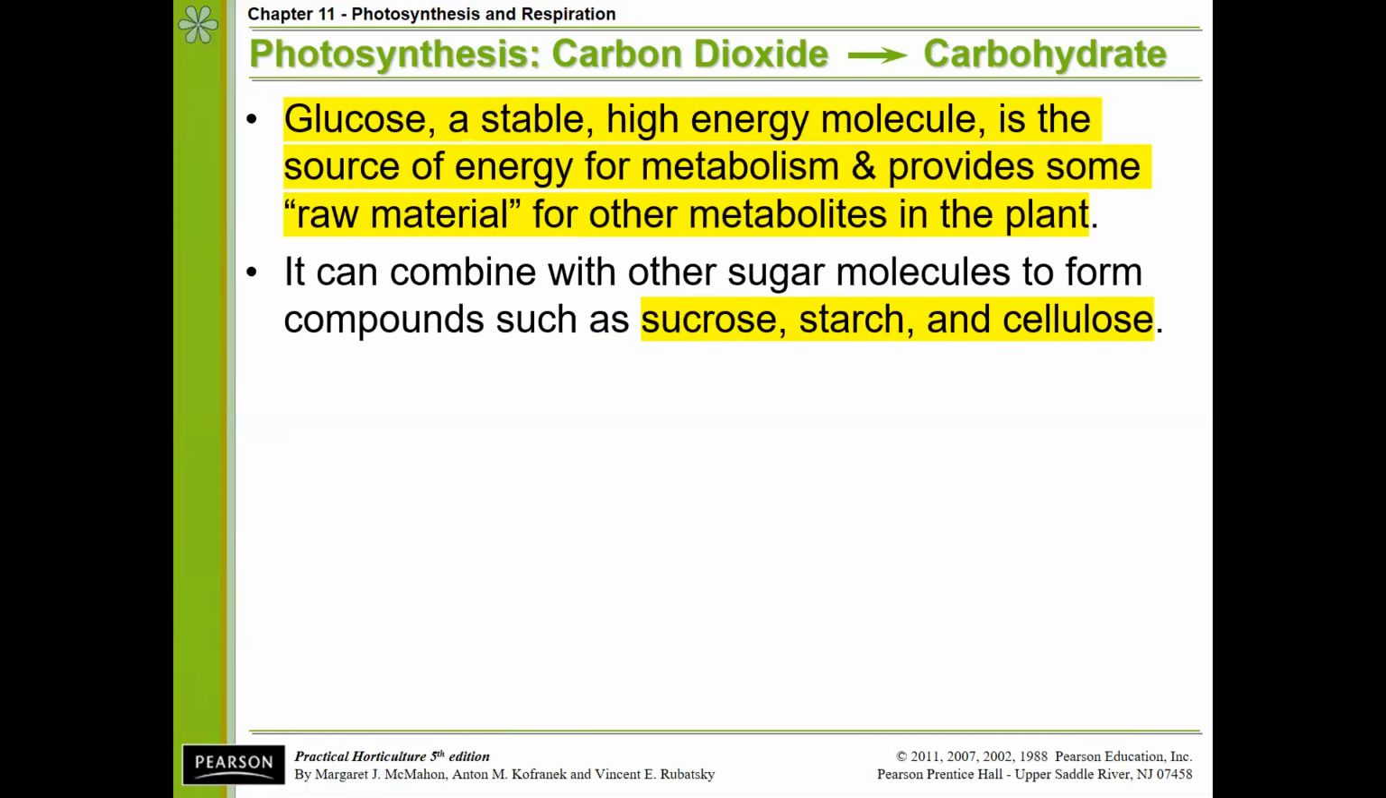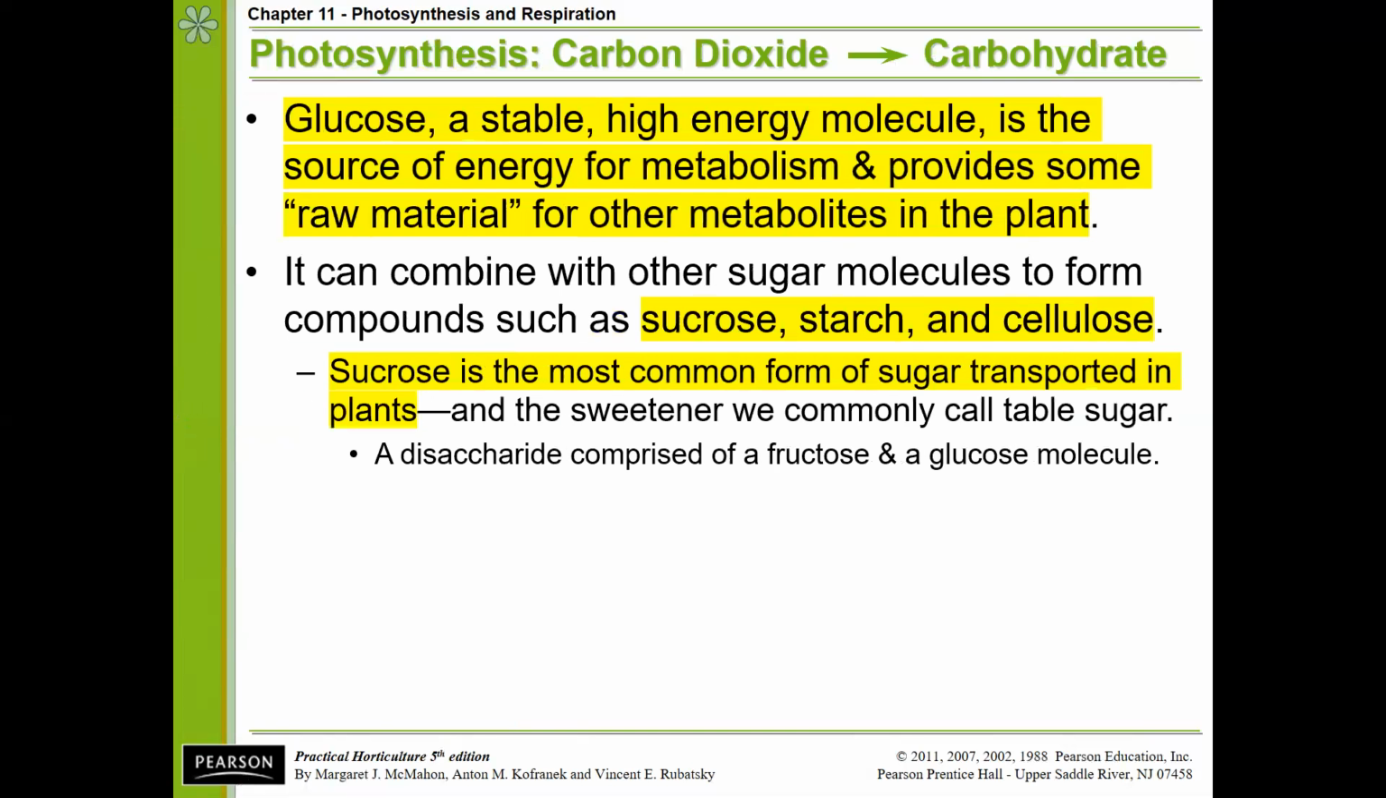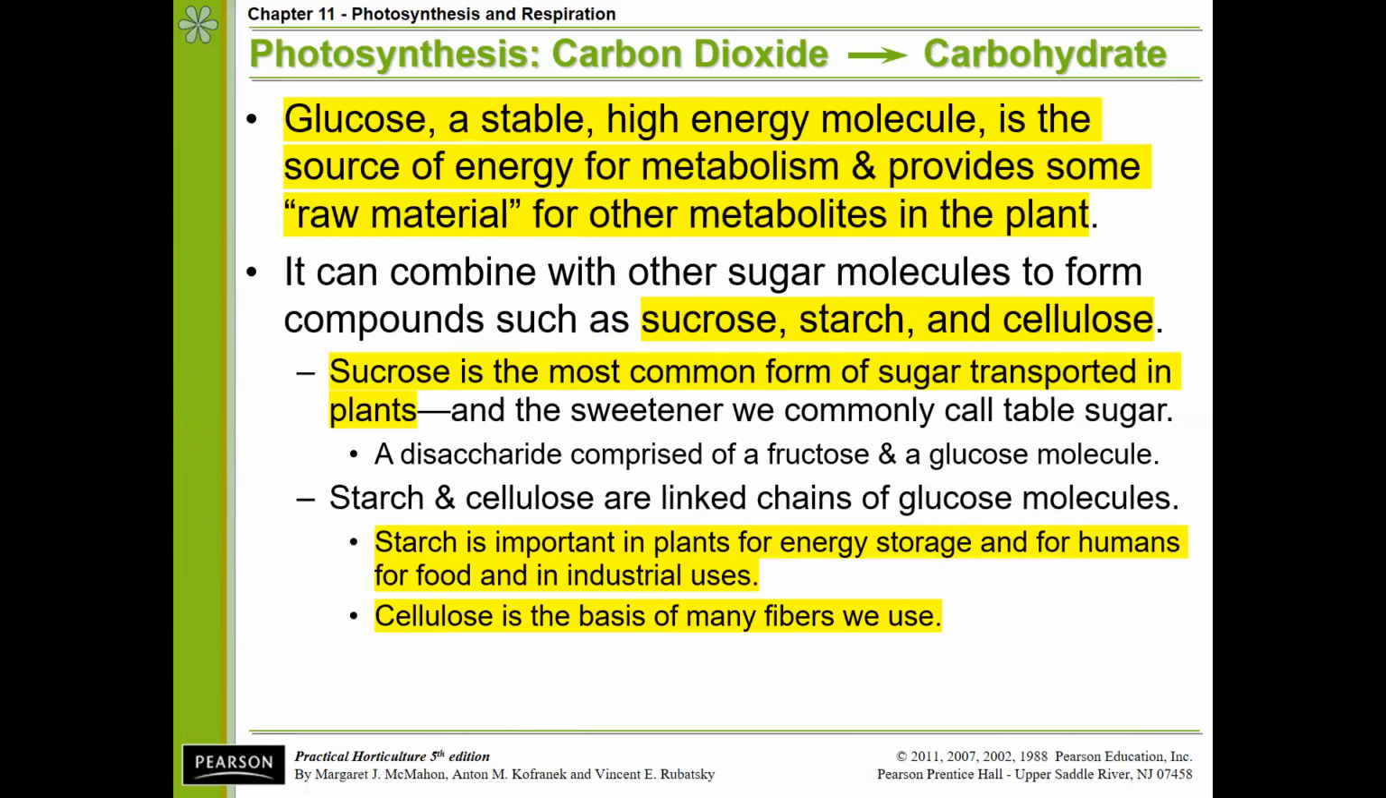And of course, it can combine with other sugar molecules to form compounds, some of which we've already talked about, such as sucrose, starches, and cellulose. Sucrose is the most common form of sugar transported in plants, which is also known as table sugar. It is a disaccharide that has both fructose and glucose molecules in it.